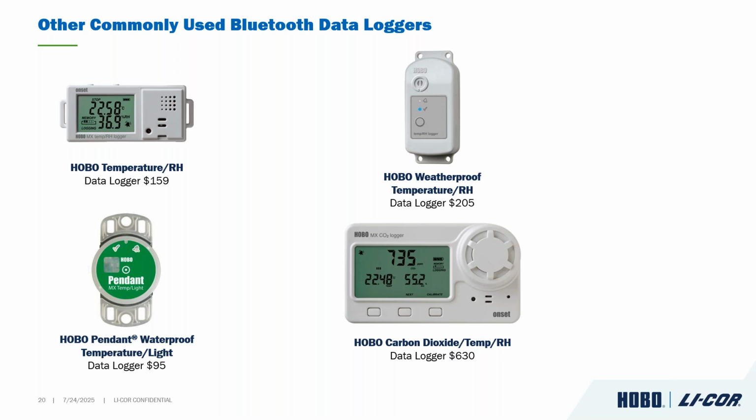Finally, on the bottom right, we have our MX1102A, which monitors carbon dioxide, temperature, and relative humidity. The common application for this is HVAC usage for air change rates. This was a very popular logger during COVID to ensure proper HVAC function and airflow.